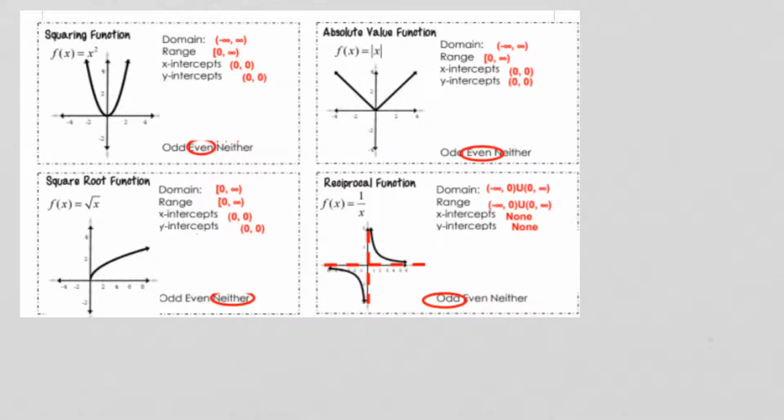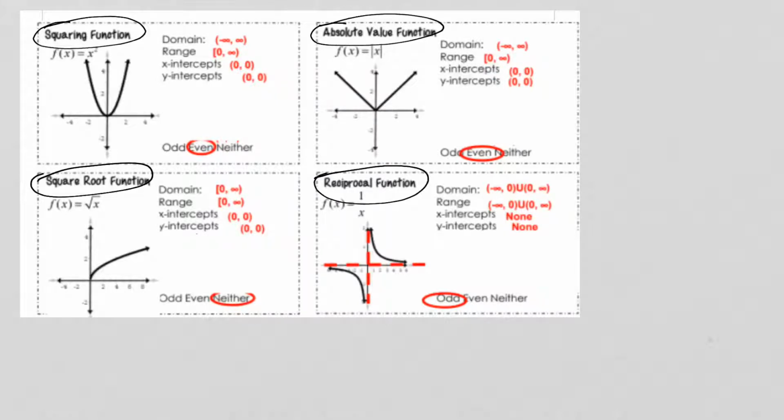Moving on, we have our square function, our parabola. We have our absolute value, which is that V. We have our square root function, and we have a reciprocal function here.